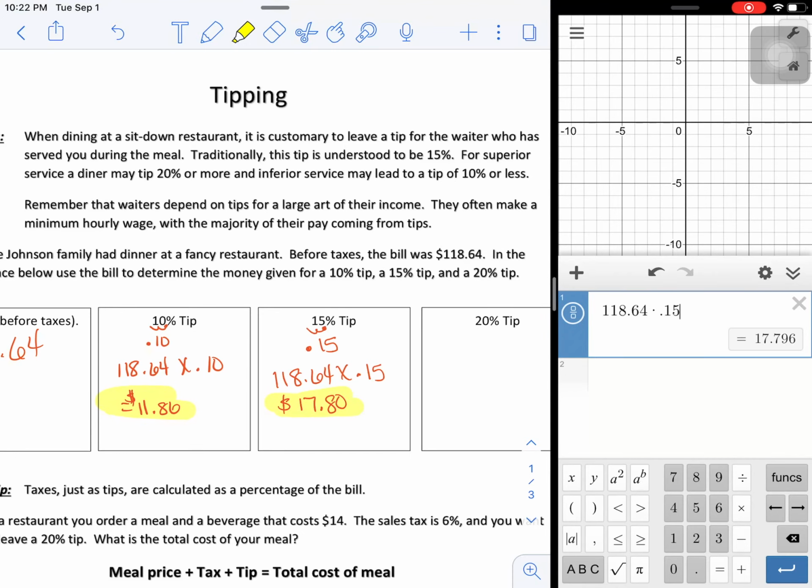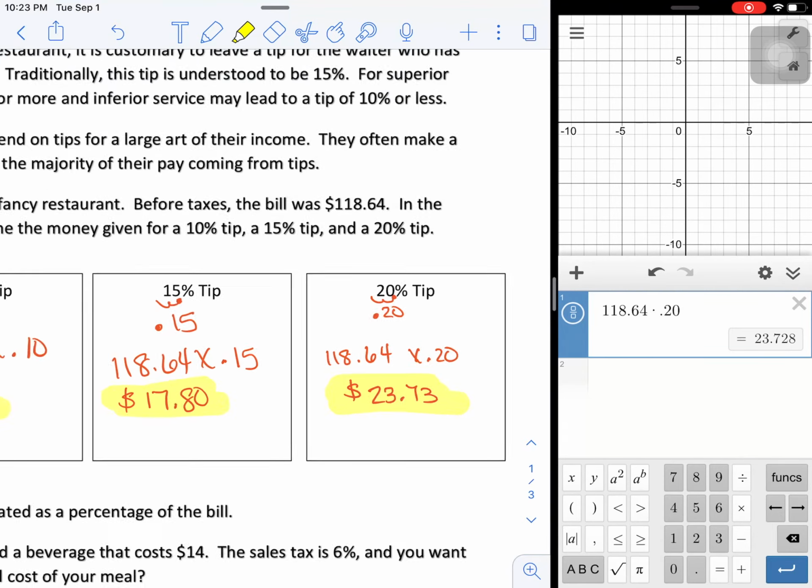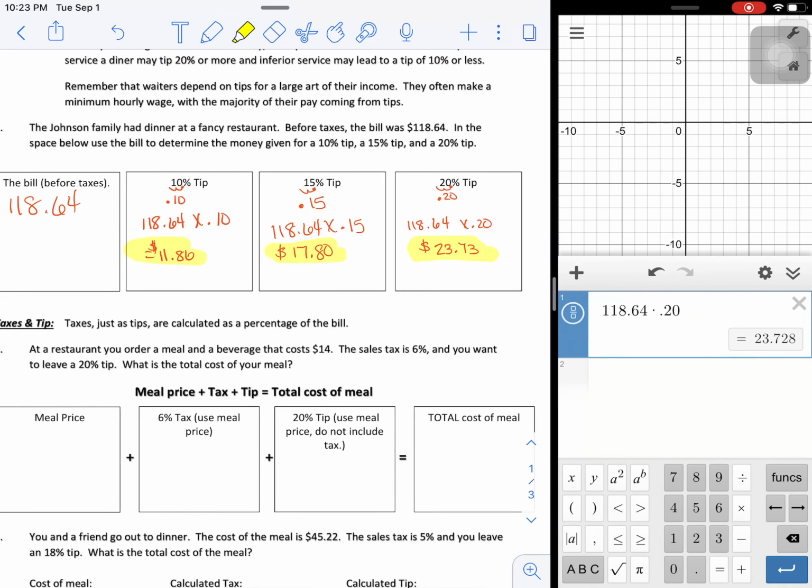And if I ask you to give a 20% tip, again, you are taking the decimal and moving it 2 places left. So that's 0.20, 118.64 times 0.20. And I have to give an extra $23.73. Okay, that is all calculated before the tax. So now I'm going to do a problem where I want the tax and the tip and the price of the meal included, so I know the total cost walking out the door of what I need to pay.